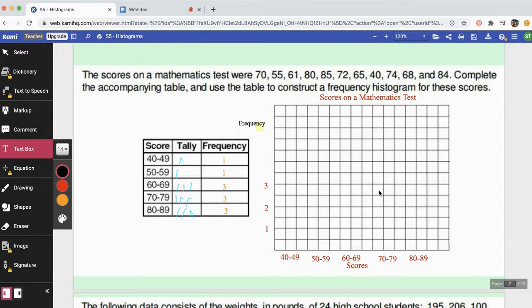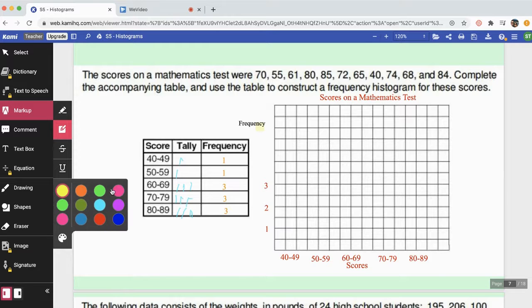So I've labeled my graph here. These are scores on mathematics tests. Down here are the scores, and here's the frequency. I've labeled each with an interval, and I'm going to use 3 little squares for my bars. So all that is left for me to do then is to make my bars.